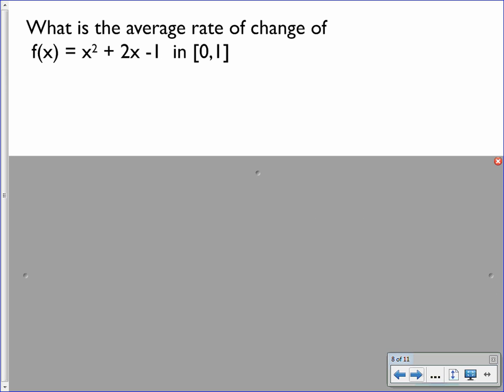What is the average rate of change between 0 and 1 of x squared plus 2x minus 1? What do we do? Okay, what are our coordinates? f of 0 is negative 1. We plug 0 in and get negative 1.